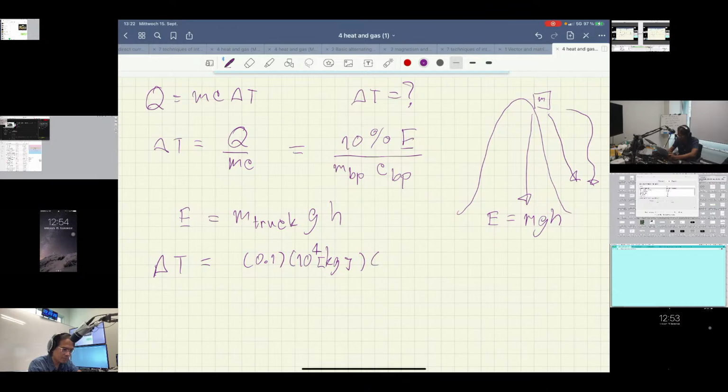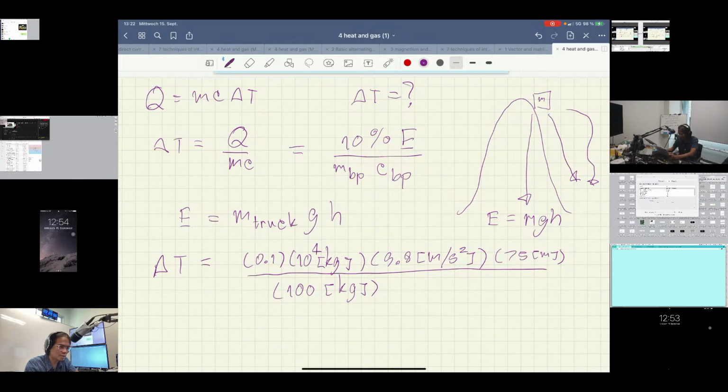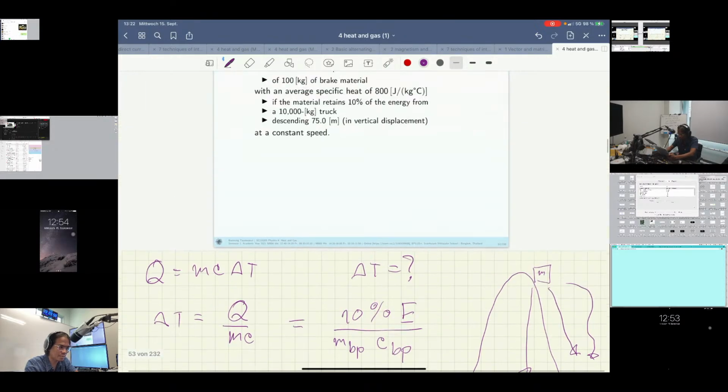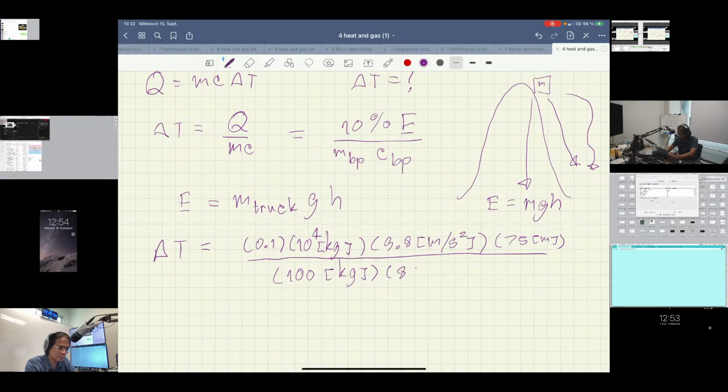And g is 9.8, right, meter per second square, and h is the height, which is 75 meter, all right, like that, and we have to divide it by the mass of the brake pad, right, which is 100 kilogram, right, and c is the specific heat capacity of this compound material, which is 800 joule per kilogram and Kelvin, right?